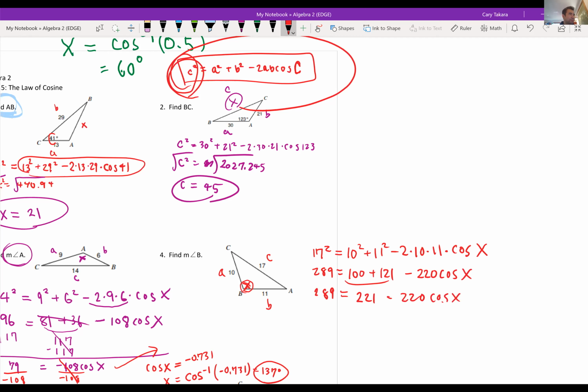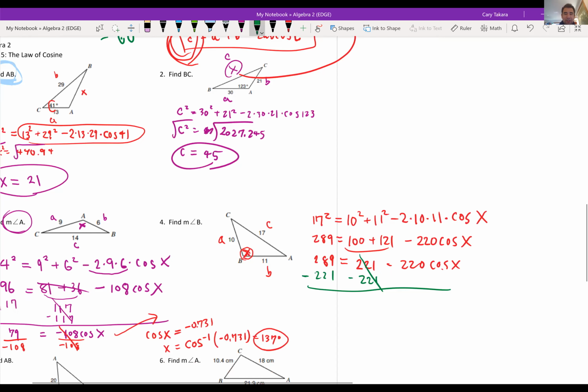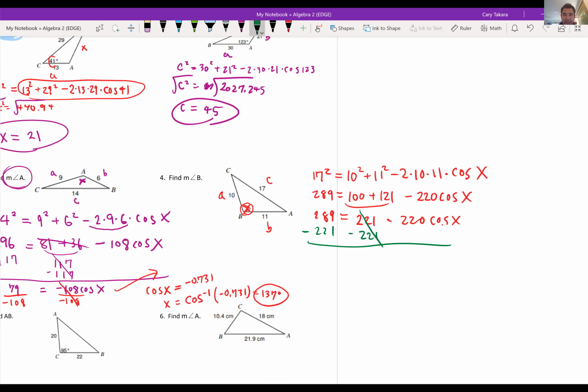What can you do next? We can subtract 221. You should subtract 221 from both sides. So now you've got 68 equals negative 220 cosine of X. We're now ready to take inverse cosine. We need to get rid of that negative 220. Now, how do we do that? We're going to divide both sides by negative 220. That's gone. Okay, so let's do 68 divided by negative 220. You get negative 0.309 equals cosine of x.